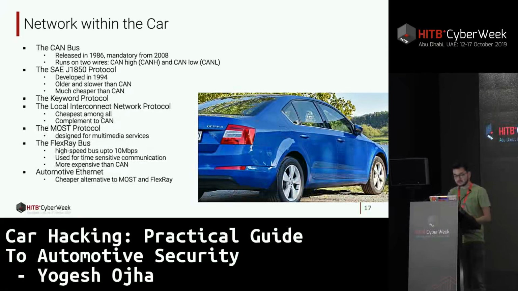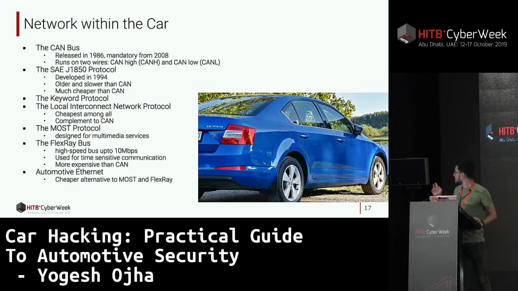You have these other networks, and a manufacturer may use any of them. You have the SAE-J1850 protocol, which was developed in 1994. It is older and slower than CAN, but much cheaper to implement. You have the Local Interconnect Network protocol, which is the cheapest among all. This is actually used with CAN to complement it, to communicate between several components. You even have MOST and FlexRay. FlexRay is actually the highest speed one at 10 Mbps. Your CAN only serves 1 Mbps.